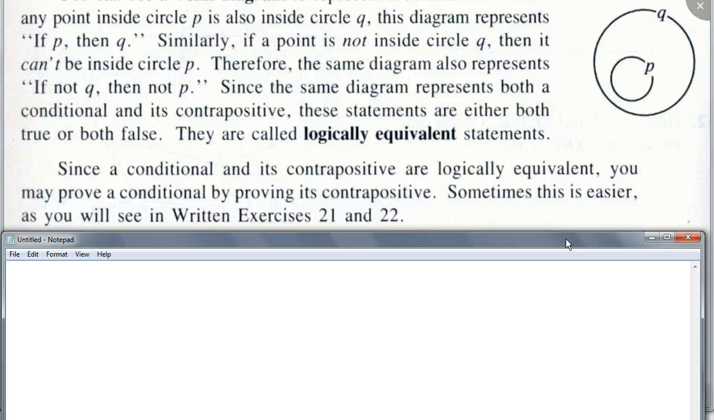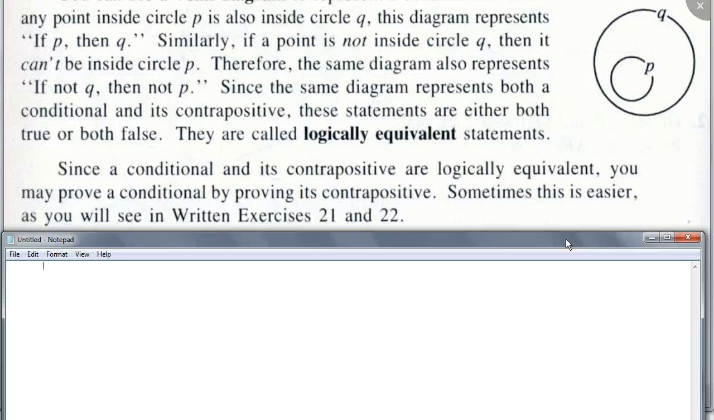What are they saying here, guys? This is the reason why we're studying the contrapositive and these statements. Why are we doing this? Because, Jason? Sometimes it's easier to prove proofs using the contrapositive of the statement.